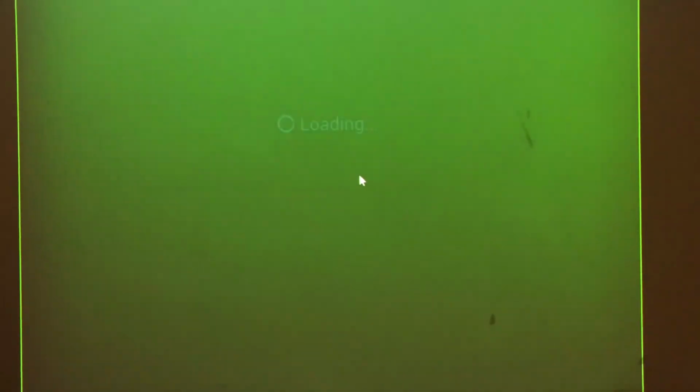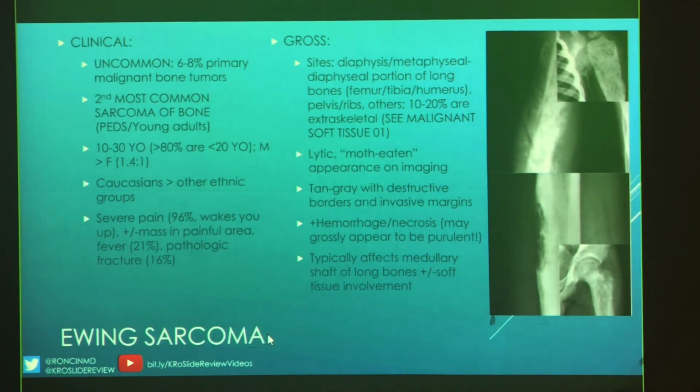Alright, Ewing sarcoma. So we talk about it all the time, but it's relatively uncommon. 68% of primary malignant bone tumors, and it's the second most common sarcoma bone when we're looking at peds or young adults. We see it most often in adolescents and young adults. More than 80% of your cases are going to occur in people under the age of 20, and there's a very slight male predominance. It occurs in Caucasians more than other ethnic groups, and it's associated with extreme pain.